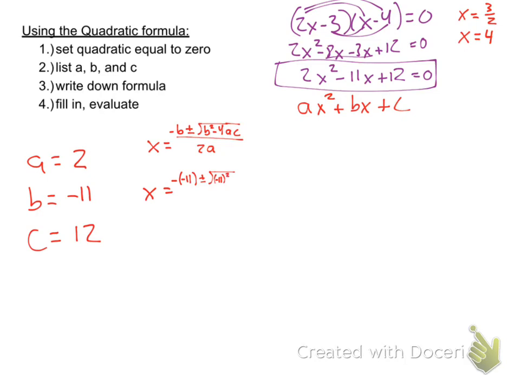Negative 11 squared minus 4 times 2 times 12. Make sure that your square root or your radical goes over the whole entire group. And all of this is over 2 times 2.